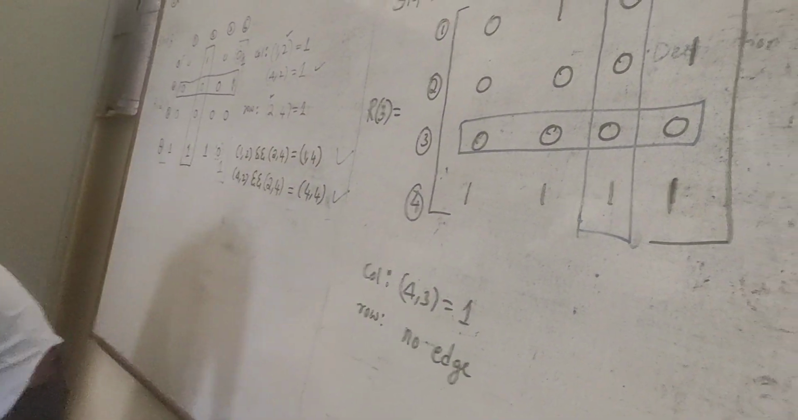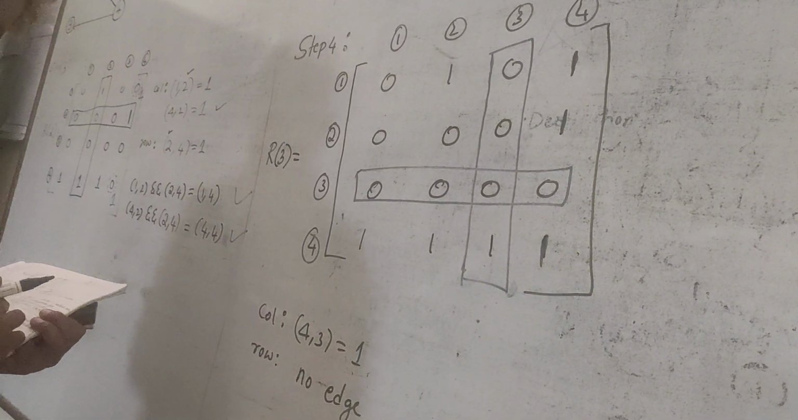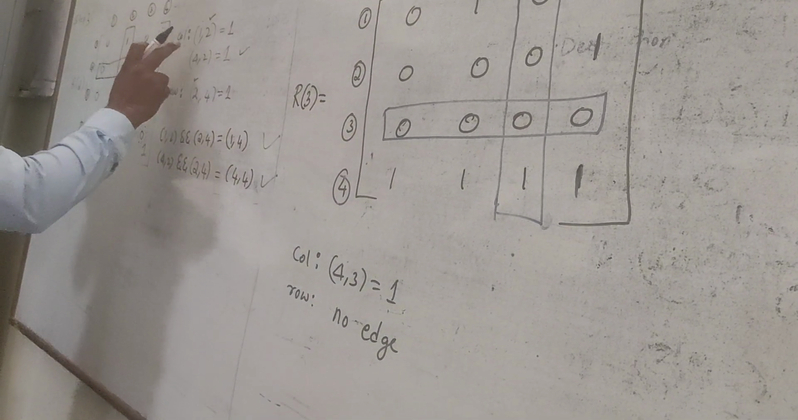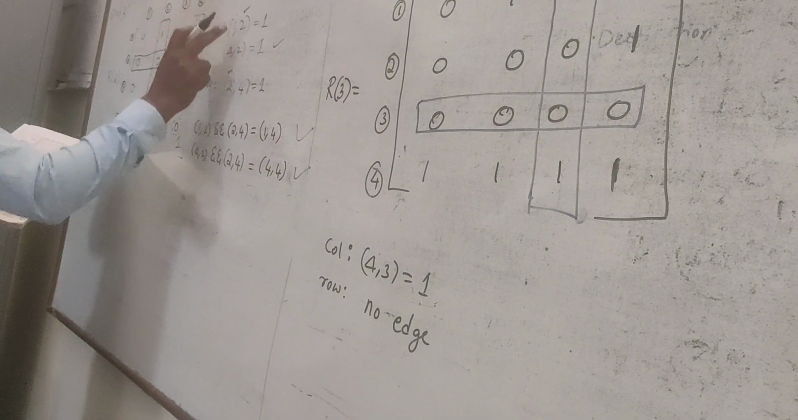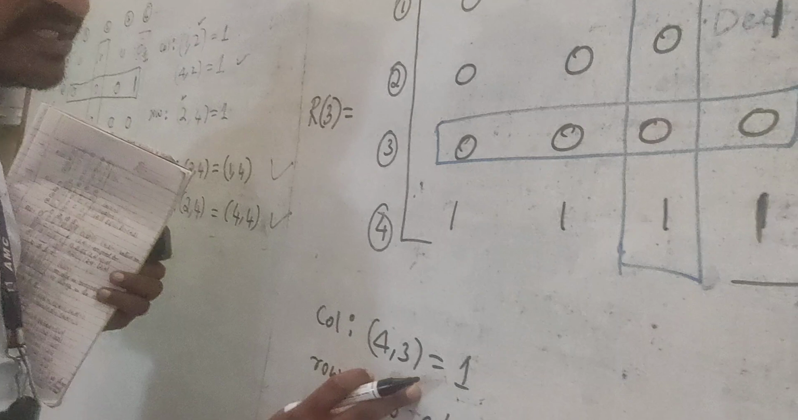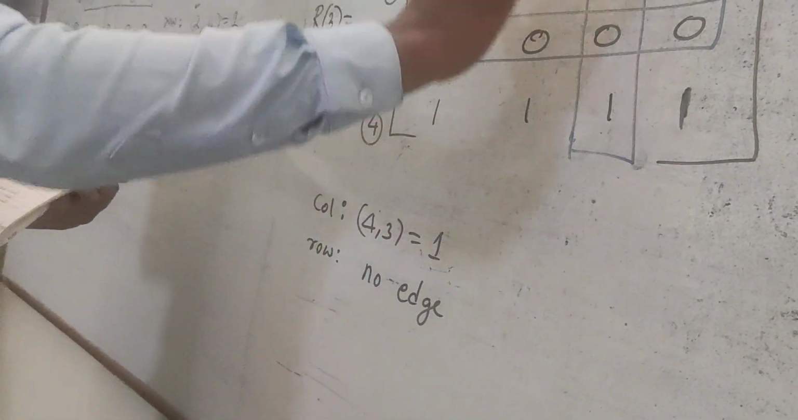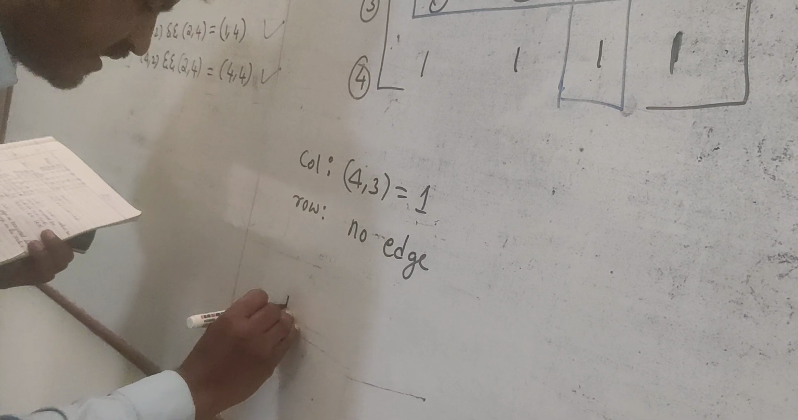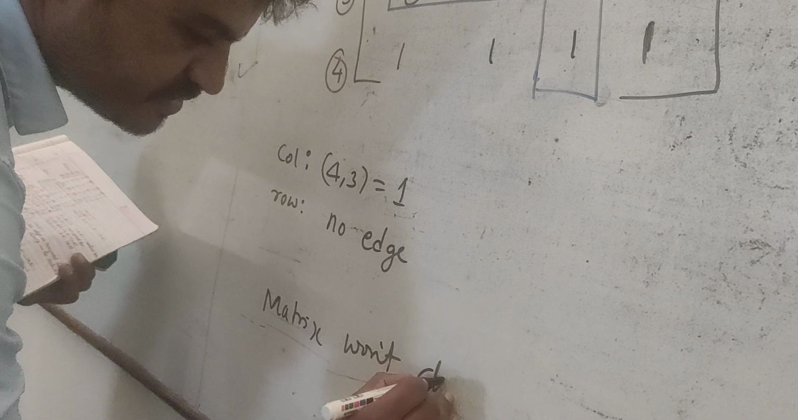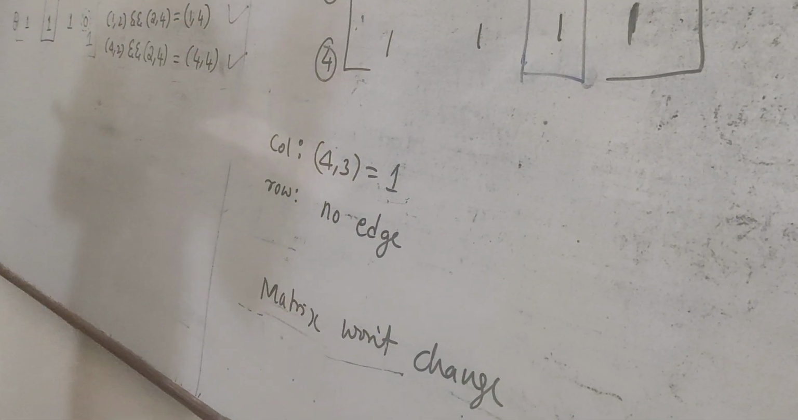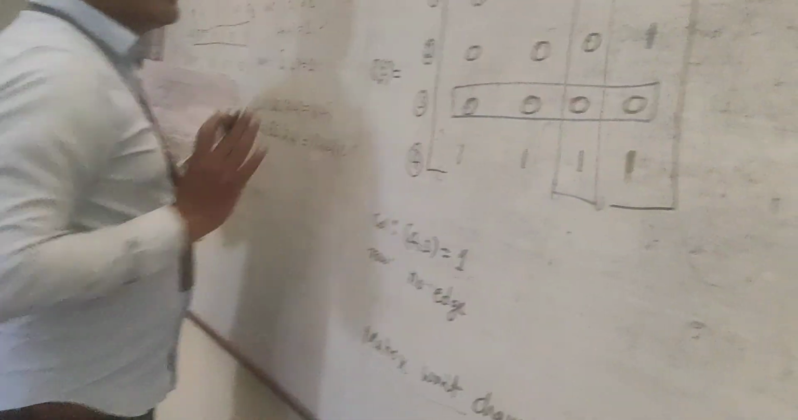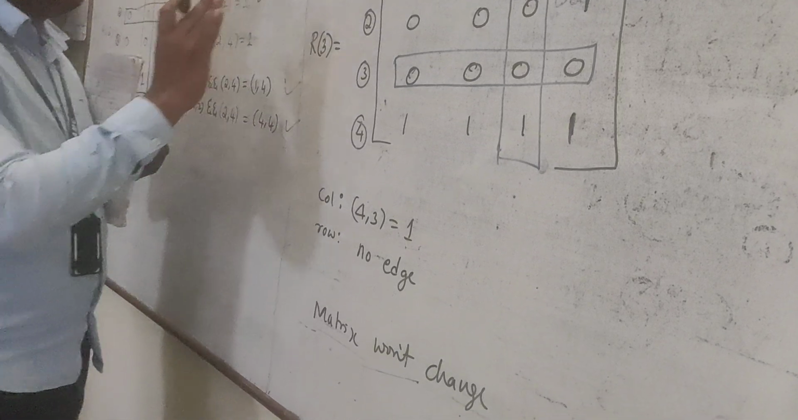Then what are you going to do? In this step, the matrix does not change because no combination exists. See, earlier we were finding column and row combinations: 1 comma 2 and 2 comma 4 exist, so I can make 1 comma 4. Here there is only one edge, no combination, so the matrix won't change. It returns the same. Keep it the same. This is step 4. Only when a combination exists does the table change.